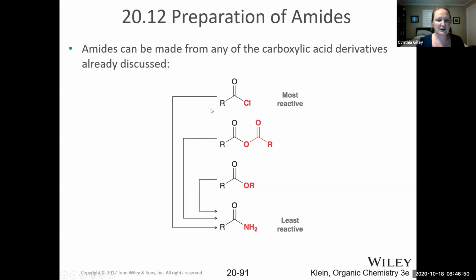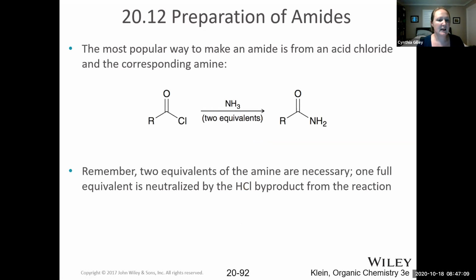But the reaction that is most favorable is from an acid chloride. So commonly, if somebody wants to produce an amide, they would likely use an acid chloride just because it's going to produce the fastest reaction and probably the highest yield. So again, the most popular way to make an amide is from an acid chloride using the corresponding amine.